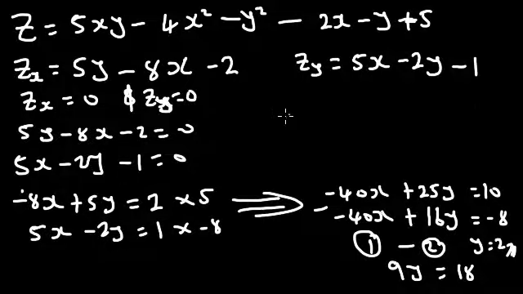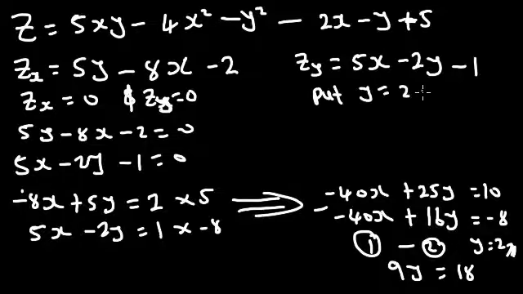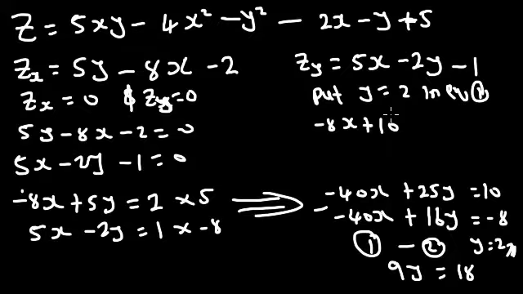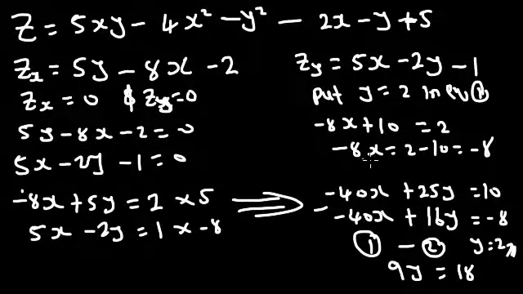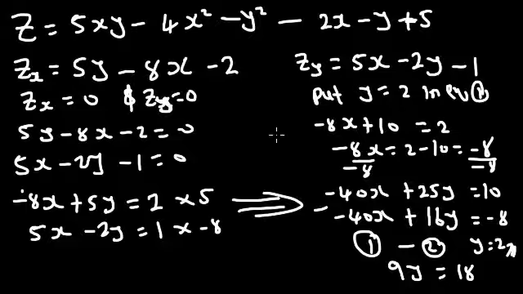So just like before, let's put y equals 2 in equation 1. Then we have minus 8x plus, instead of 5y, 5 times 2, that's 10. And we replace y with 2. And that's equal to 2. Now subtracting 10 from both sides, minus 8x would be 2 minus 10, which is minus 8. Dividing through by minus 8, x should be equal to 1. So our critical point is simply 1, 2.